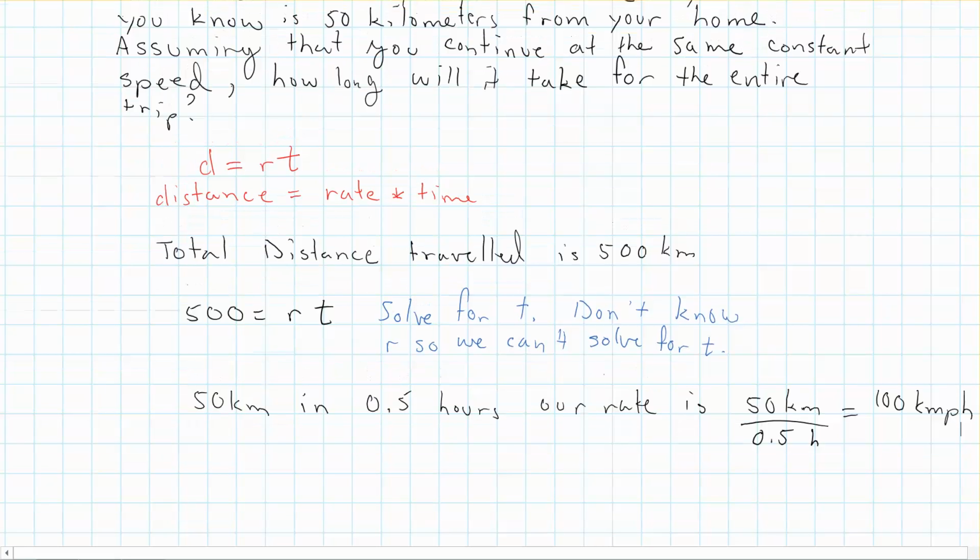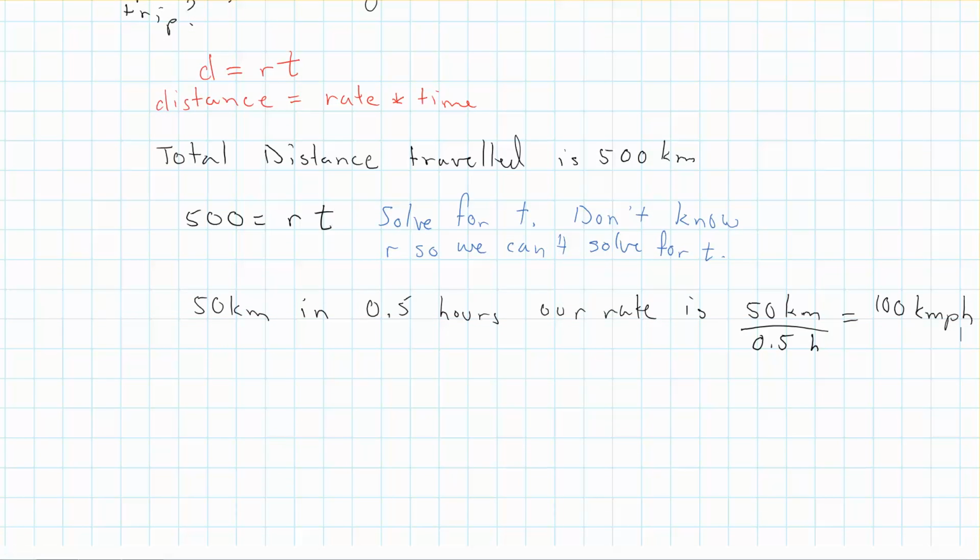The other thing it tells us is that we're continuing at that same speed, so we're always going 100 kilometers per hour. Now we know my rate is 100 kilometers per hour. So I have 500 kilometers is equal to 100 kilometers per hour times t. In a lot of these problems, once you have the equation written down, the actual solving is pretty straightforward. We just divide both sides by 100, and we get t is equal to 5 hours.